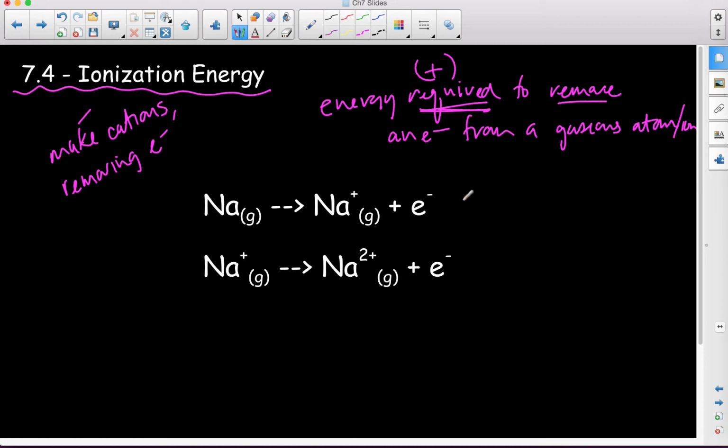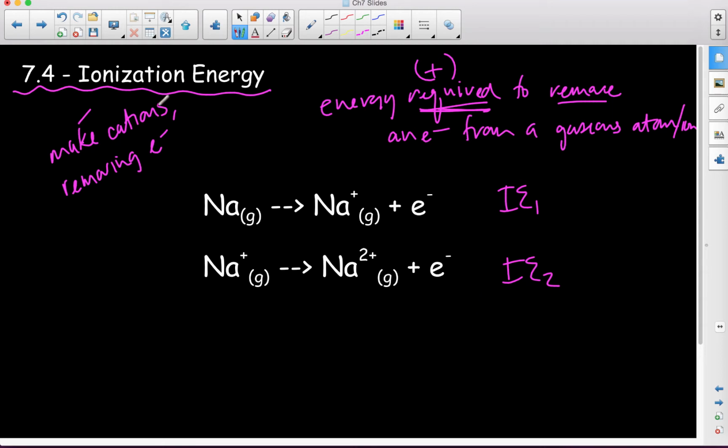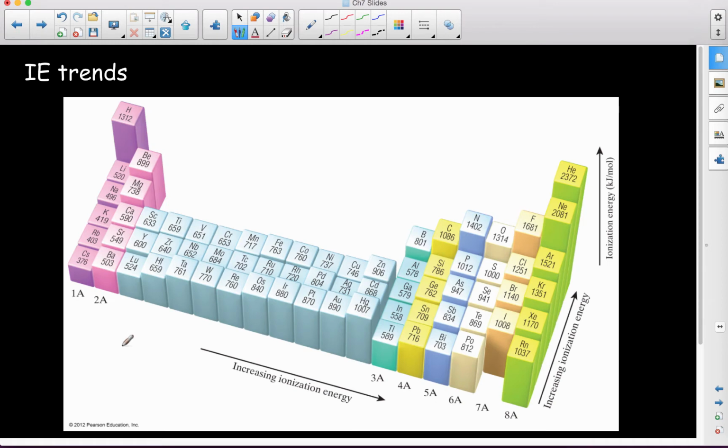So here, this would be the first ionization energy of sodium, meaning the removal of the first valence electron. This, to form a 2+ ion, would be the second ionization energy of sodium. And we could write a third one and a fourth one, and so forth and so on. Yes? Okay, now let's go ahead and look at the trends for ionization energy.